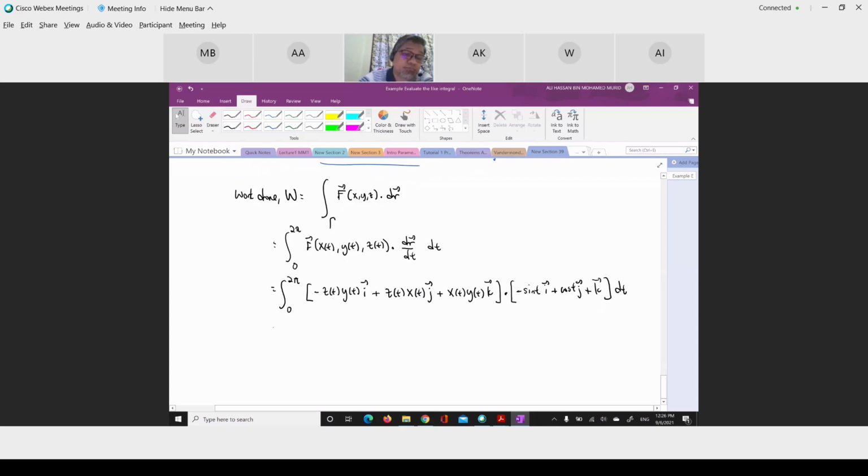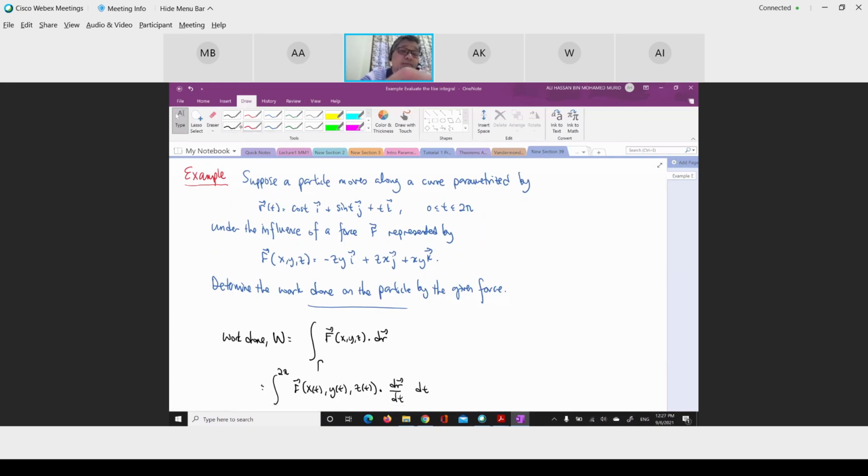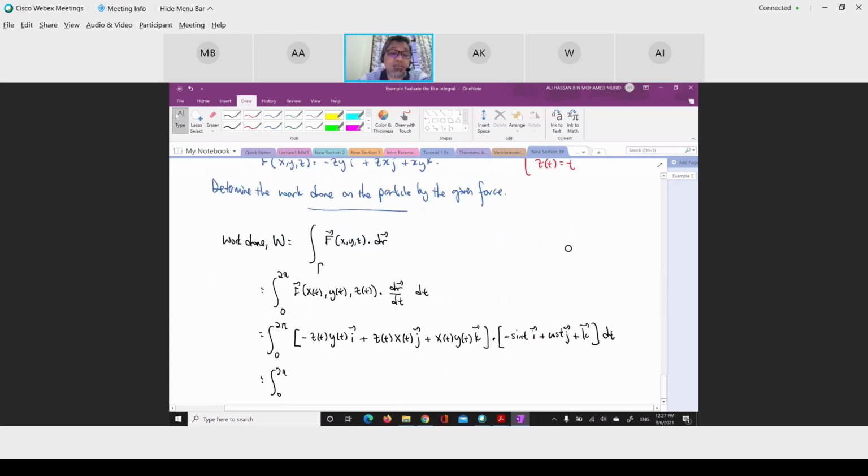Okay. So what is x(t), y(t), z(t)? It's from this given r(t). We want to associate this r(t) with x(t)i plus y(t)j plus z(t)k. So this implies that x(t) is equal to cosine t, y(t) is equal to sine t, and z(t) equal to t. So we substitute this x(t), y(t), z(t) in this integrand.